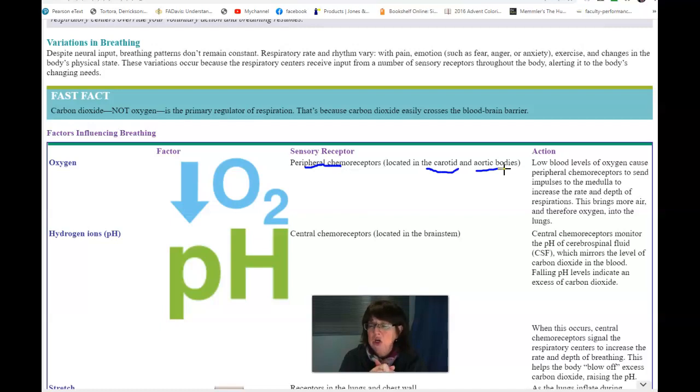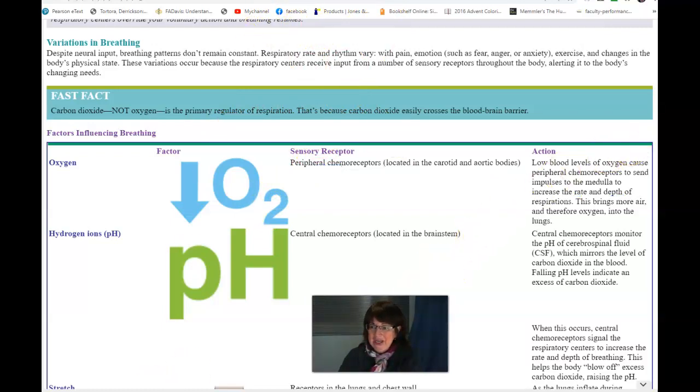So low levels will cause these chemoreceptors to send an impulse to the medulla oblongata. Now think about it logically. If you have low oxygen, you need to increase your respiratory rate in order to get more oxygen. So low oxygen will result in an increase in the rate and the depth. So you breathe faster and deeper, getting more air exchange into the lungs. So that is number one: chemoreceptors in your carotid and aortic bodies, which signal the medulla oblongata to increase the breathing rate. Well, that's a lot of words today.